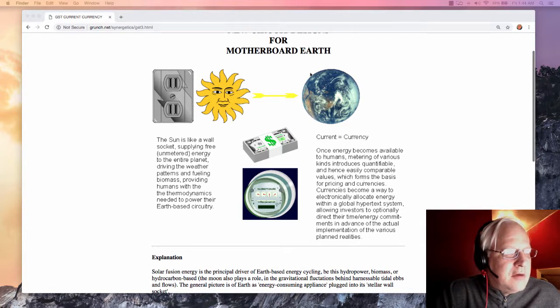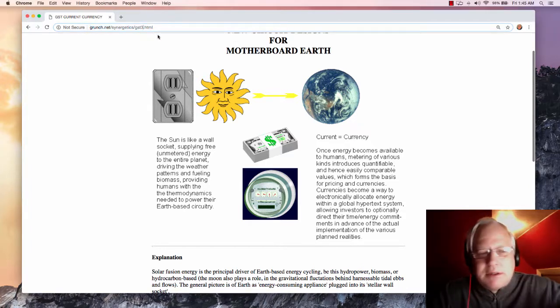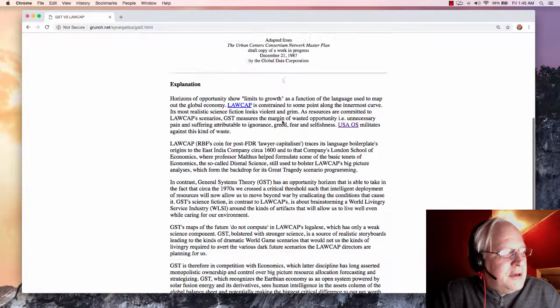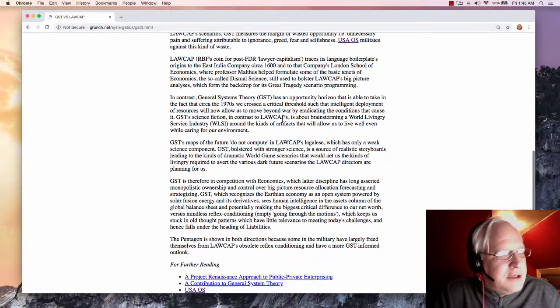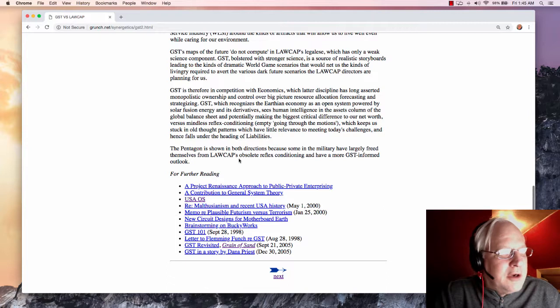Okay, so now all I wanted to show you is the readings at the bottom of GST2, and then I'm out of here. Just to encourage you to come visit yourself. There's a lot of explanation here using Fuller's jargon, Bucky's jargon about lawyer capitalism, law cap, and then follow the links that I want you to feel free to take a look at.